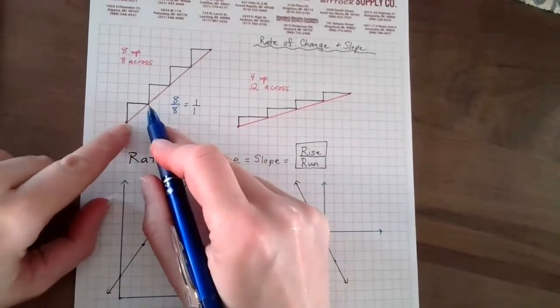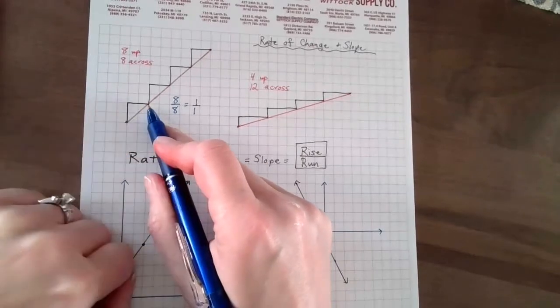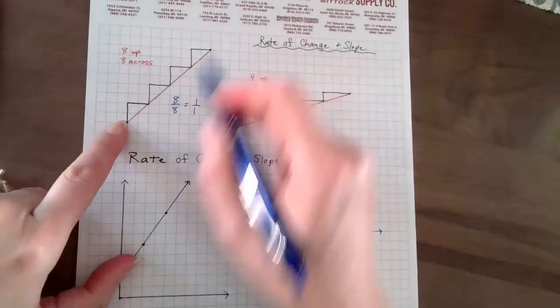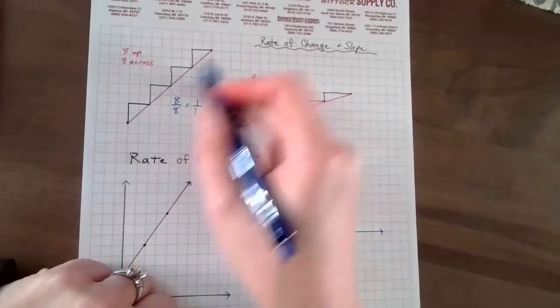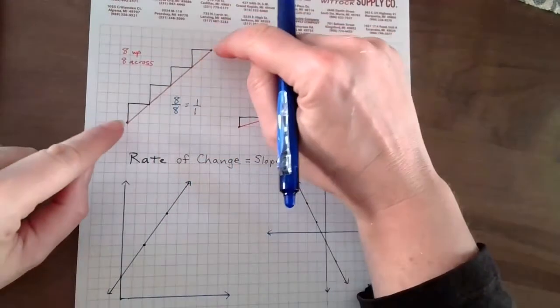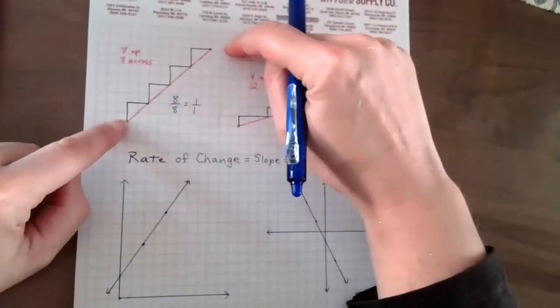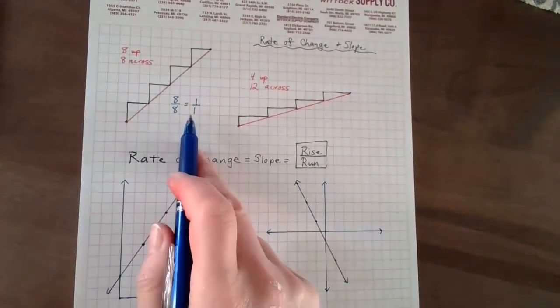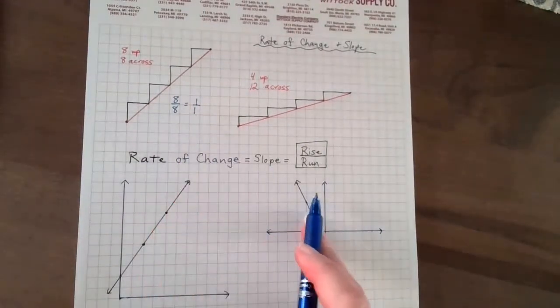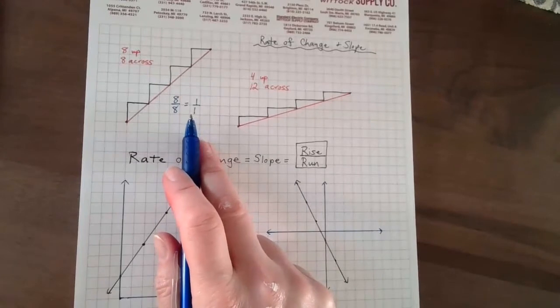So I could choose 1 step and go up 2 over 2. I can choose all the steps, go up 8 over 8, or I can do 1 little block at a time. But regardless of how long or short of a segment that I choose along here, I'm going to end up with the same fraction. And so this number is going to represent the slope. This thing has a slope of 1.